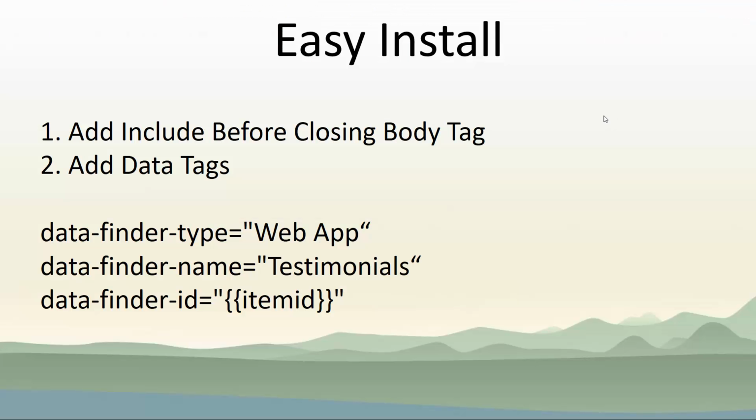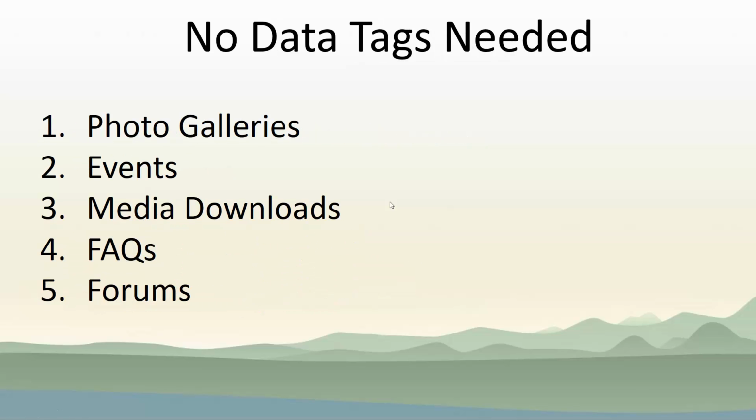So as a review of the install process for the Visual Content Finder, it includes 2 steps. One is add the include before the closing body tag of all your templates, or inside of the include or content holder that's inside of your templates. And then the second step is add the data tags wherever you like the edit buttons to appear. And as a reminder, it's broken up into 3 tags: the data finder type, the data finder name, and the data finder ID. Remember that no data tags are needed for traditional photo galleries, events, media downloads, FAQs, and forums.